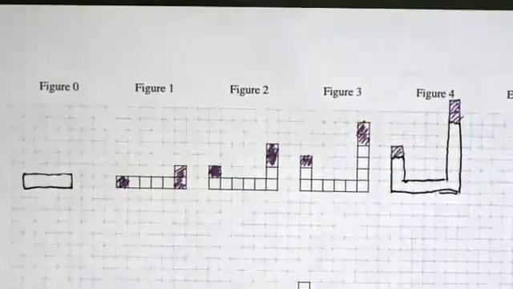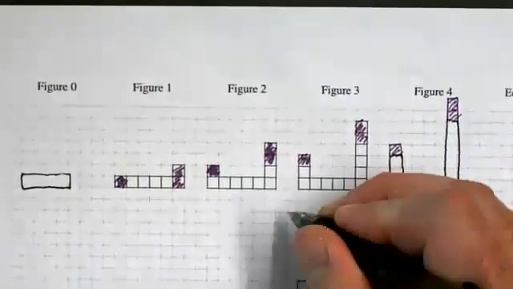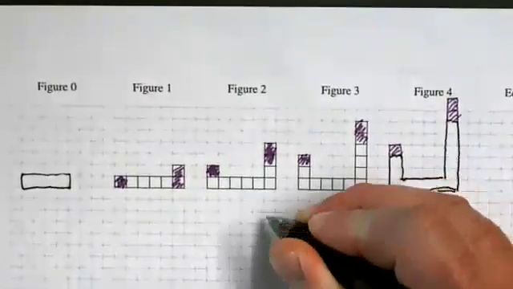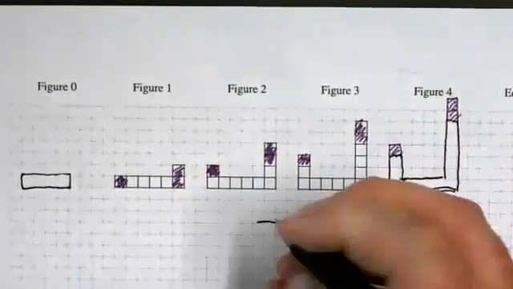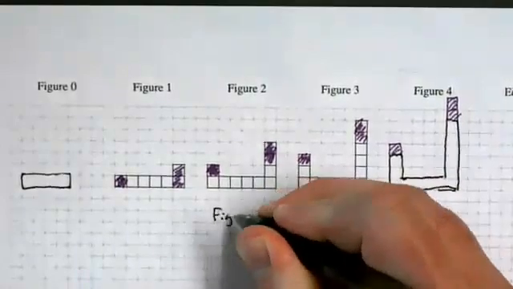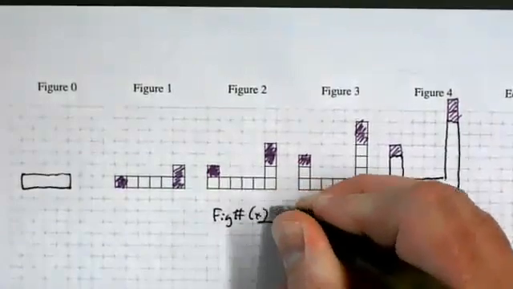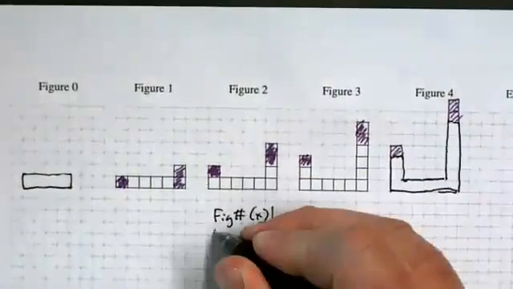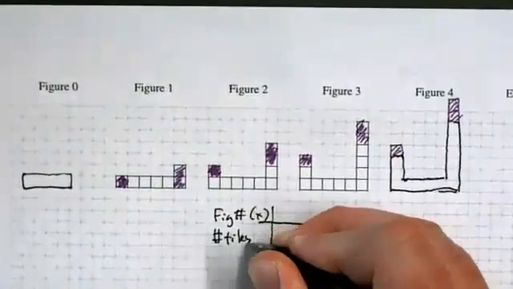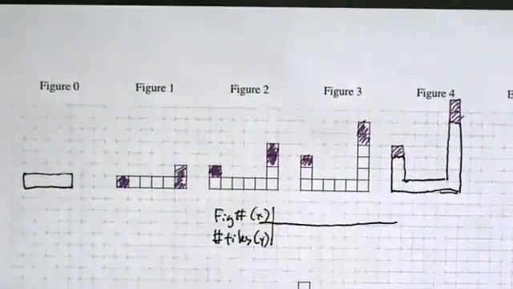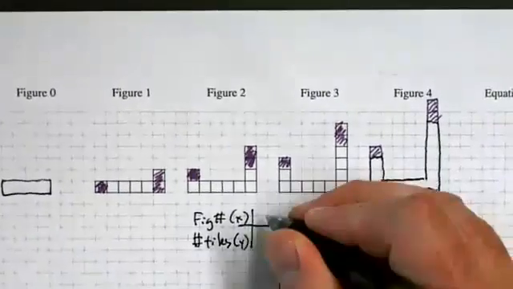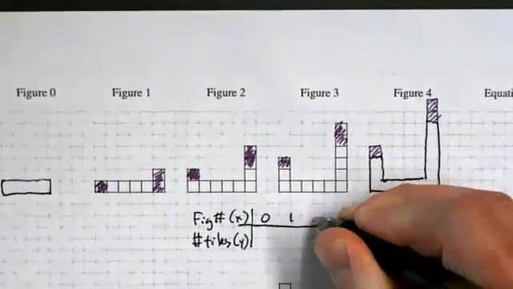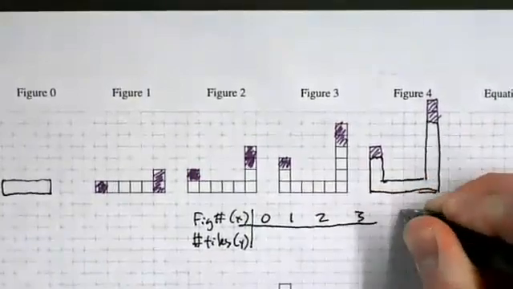Okay, we got that. Part D, oh, you know what? They don't do this, but we're skipping. I'm putting in a new part C. Could you guys make me a little table here? This table is going to have your figure number. That's going to be your X value. And the number of tiles will be your Y. So we've got figures 0, 1, 2, 3, and 4.